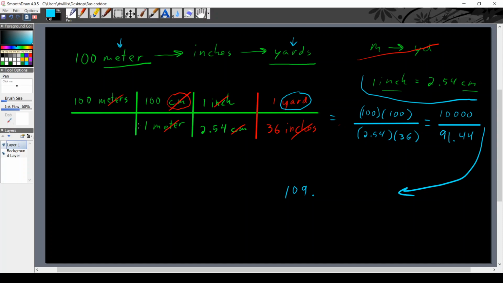Now let's look at our numbers. That's an exact number. That's an exact number. This is also an exact number because it is an exact conversion, and that is an exact number. So we actually have an infinite number of significant figures in all of our conversions. So I'll just keep all of the decimals and say 109.361 yards.